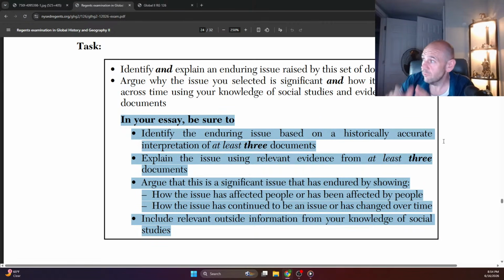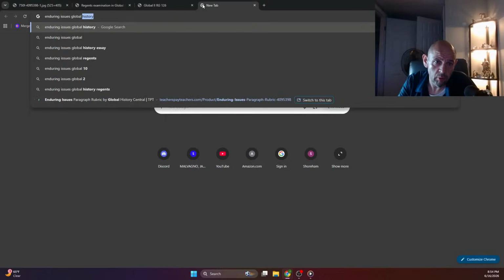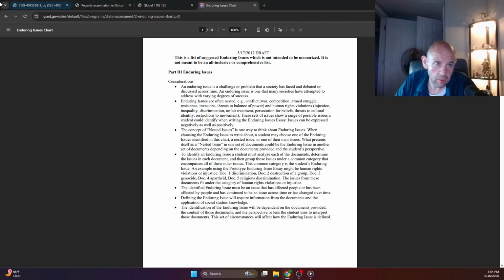And be specific. So back to Clara's question. You're not choosing an issue. You're inventing an issue. Now, a lot of students at the regular Regents level would have been given by their teacher a very well-known list of issues. It looks something like this. If I type in enduring issues, global, and I just hit that, this chart right here, no, not quite that.